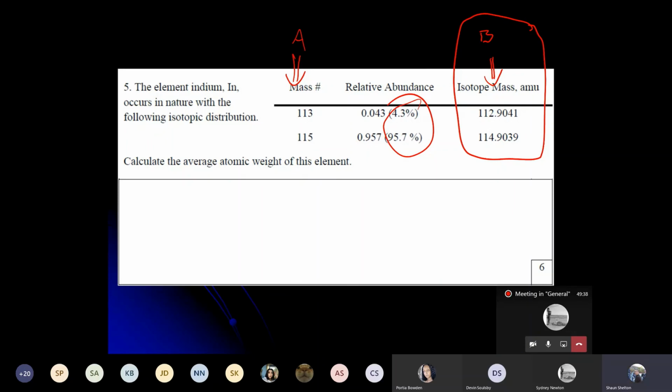Okay, so I'm going to go ahead and put the answer on here to save a little bit of time. So the answer should be 114.82 AMU. I got 114.91.